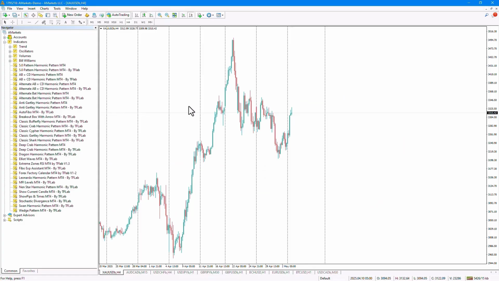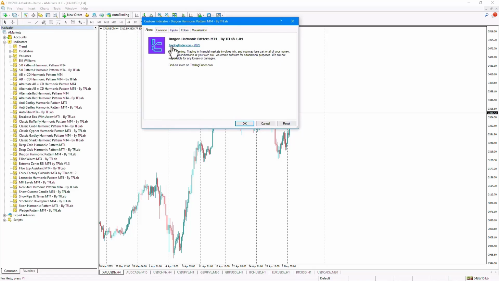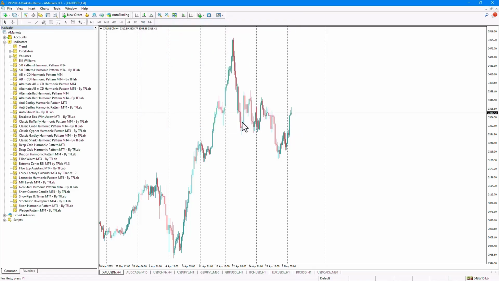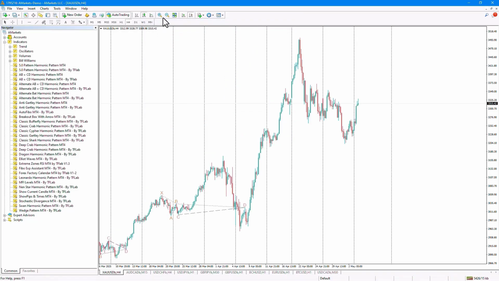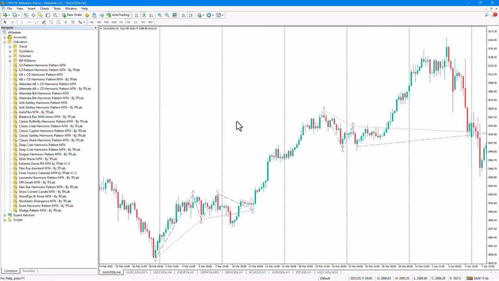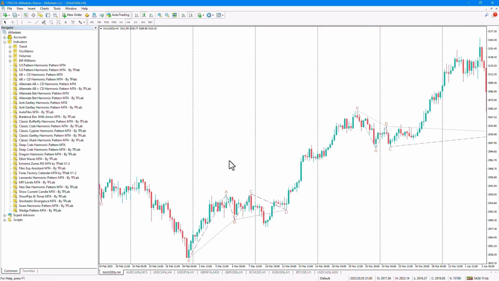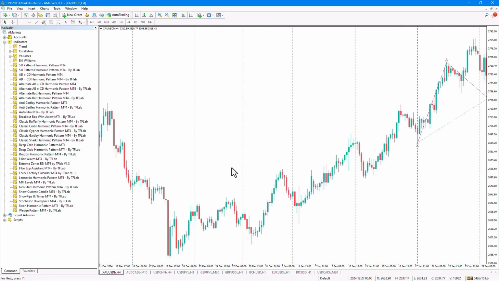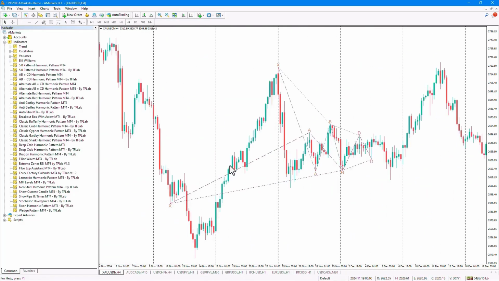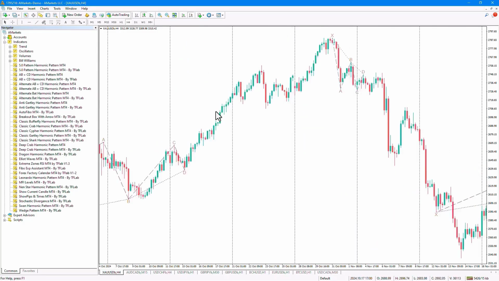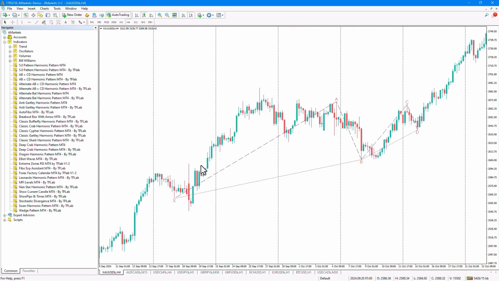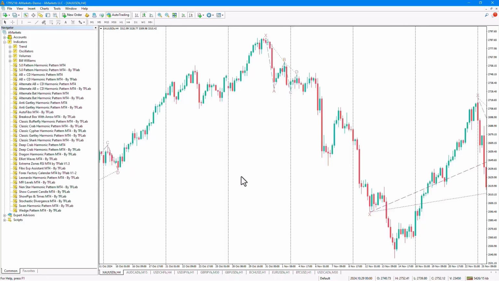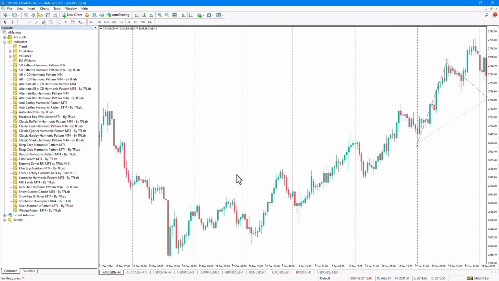From the Navigator section, we select the indicator file and execute the indicator by dragging the file onto the chart. Once the indicator is placed on the chart, it begins to identify and draw the Dragon Harmonic Pattern on the price chart. Traders who are looking to identify this harmonic pattern on the chart can use the Dragon Harmonic Pattern Indicator to recognize this pattern.